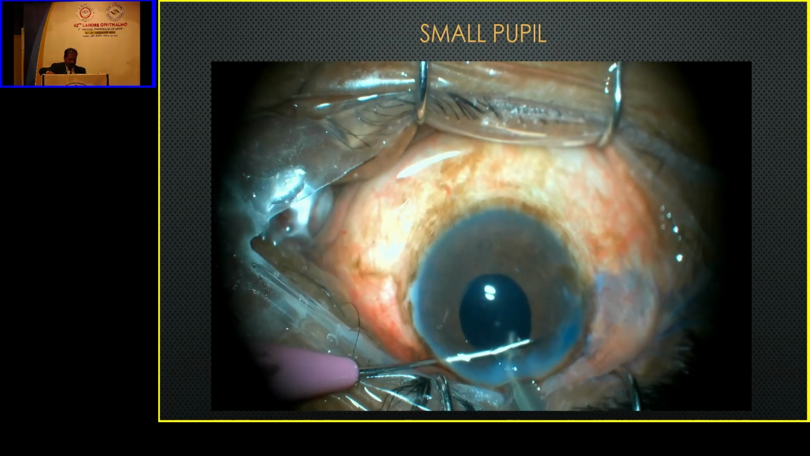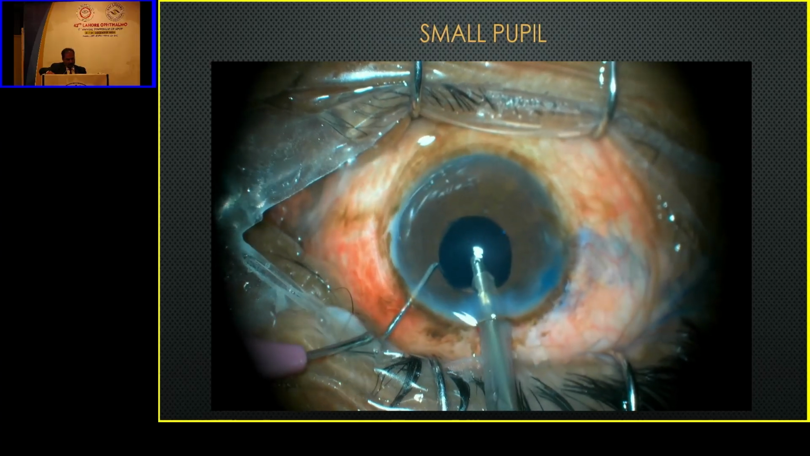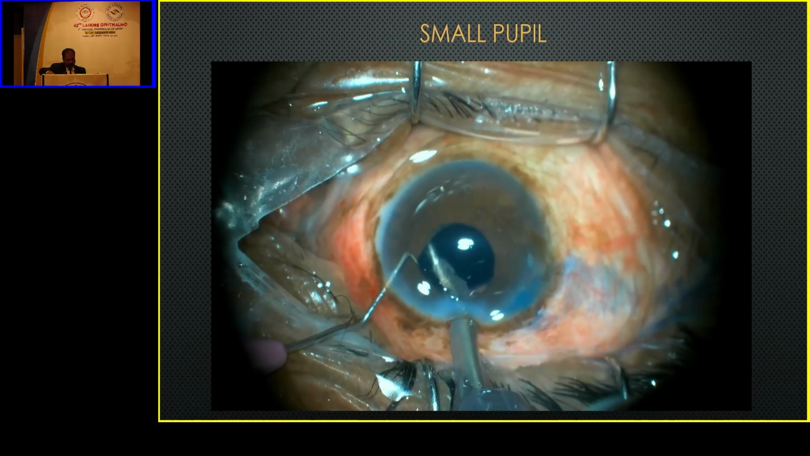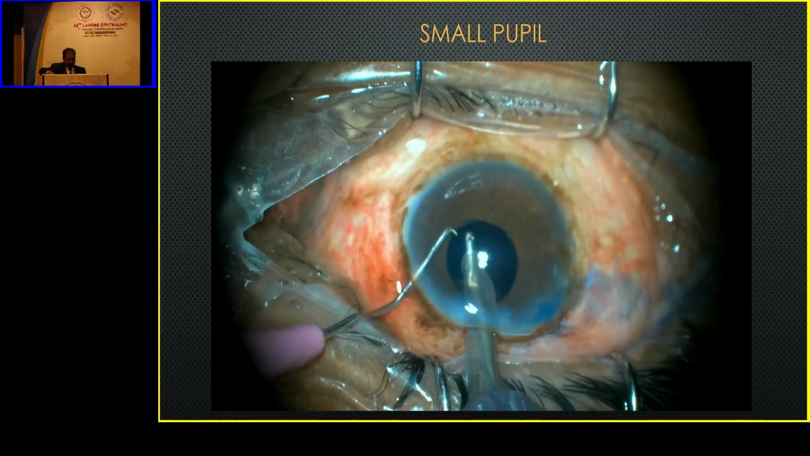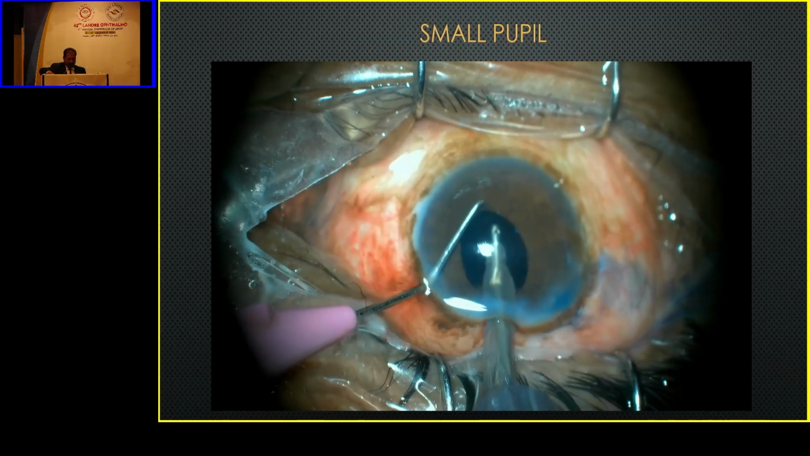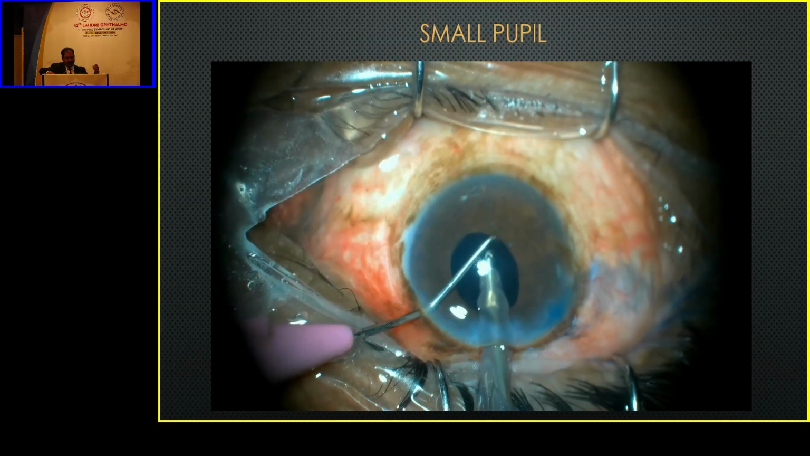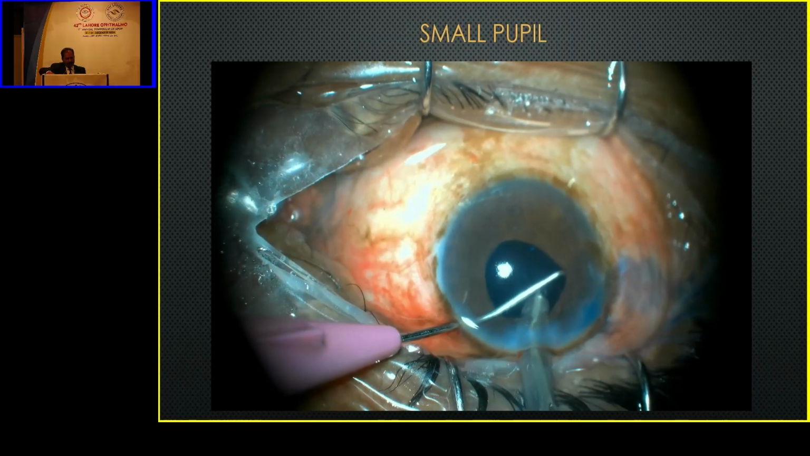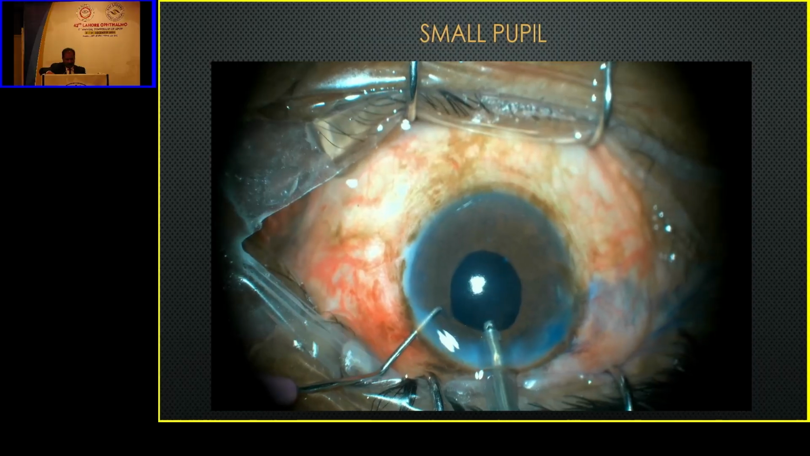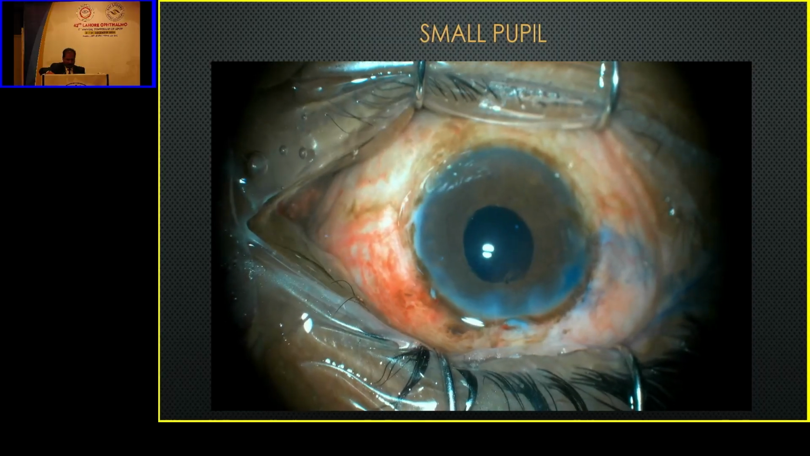In small pupils, you should never go blindly, because in Simco you don't have arms. Both your hands are busy with the Simco. But here you can use one hand to stretch the pupil and see whether the cortex is directly there or not.